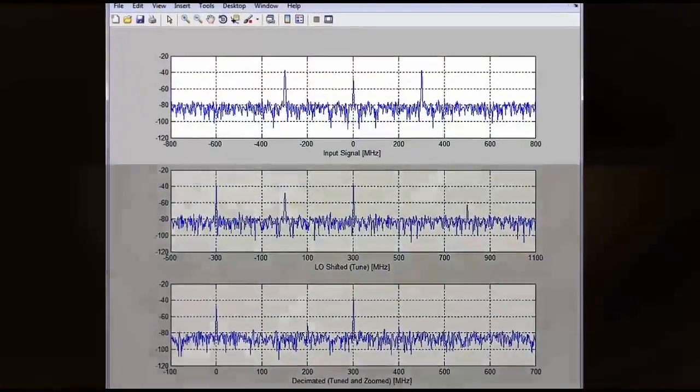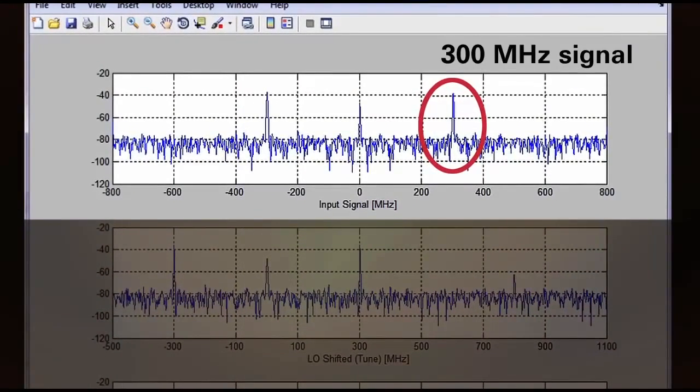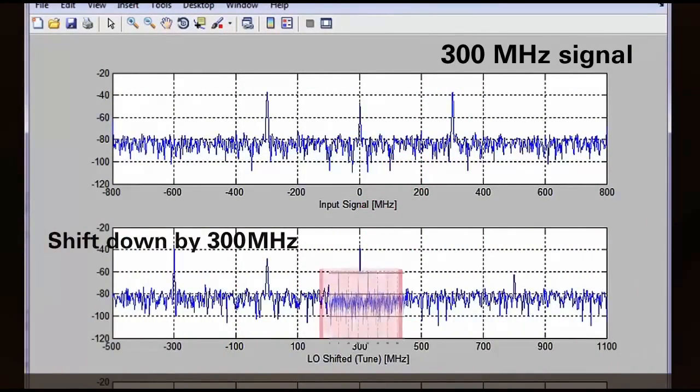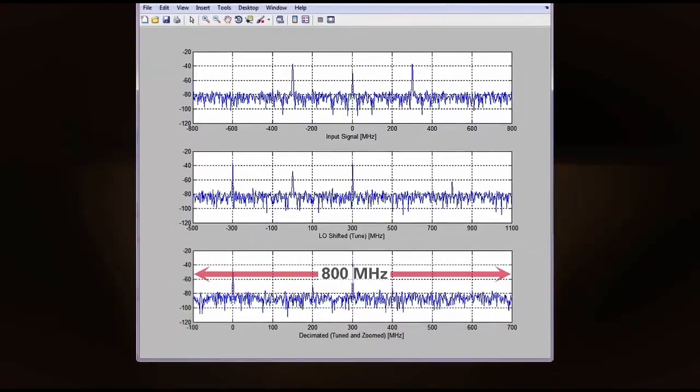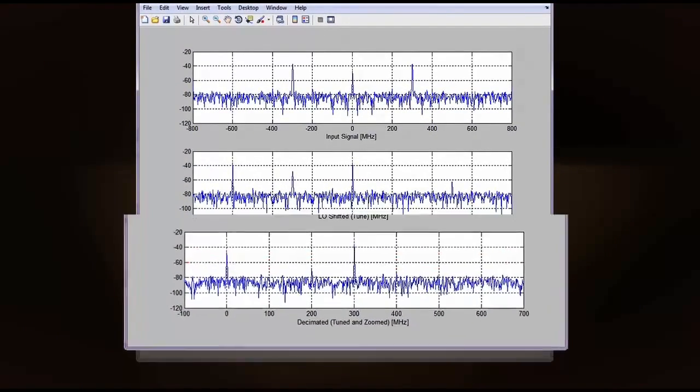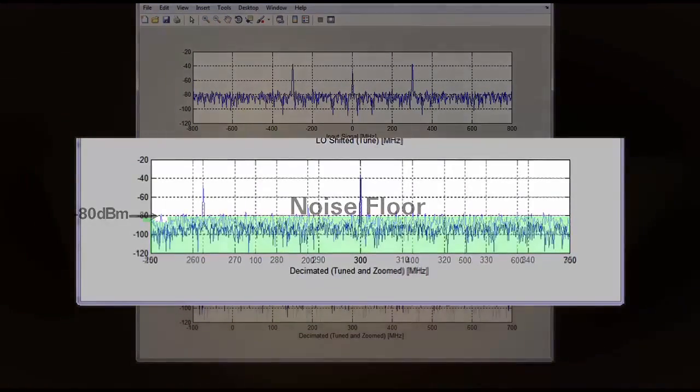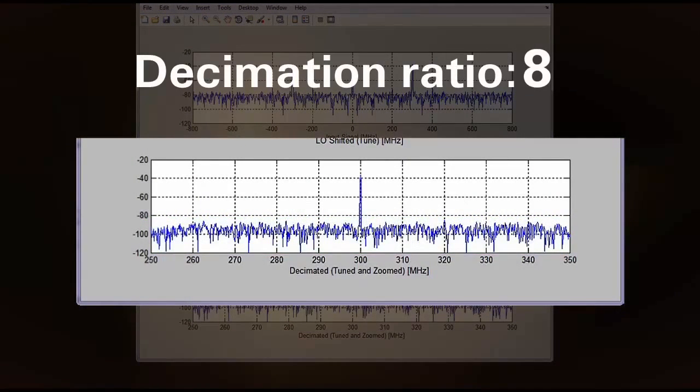In this first example, the DDC is tuning a 300 MHz CW tone, and the decimation and filtering stage reduces the span to 800 MHz. Note that the noise floor is about -80 dB. In this next example, the DDC will use a higher decimation ratio of 8 to reduce the span to 100 MHz. Note that the noise floor has been reduced after decimation to -90 dB.